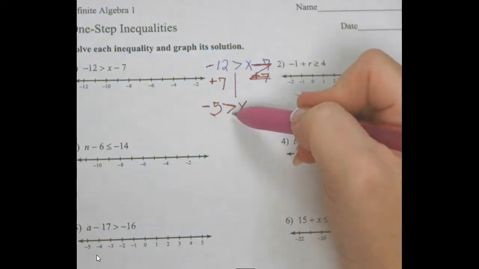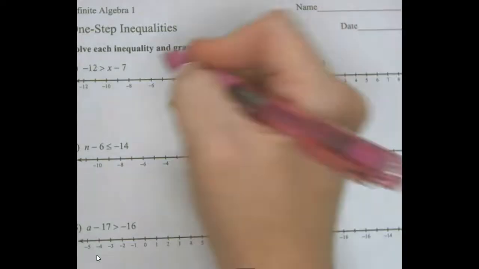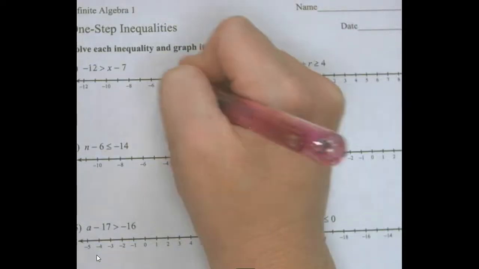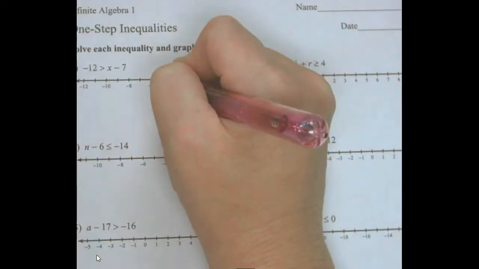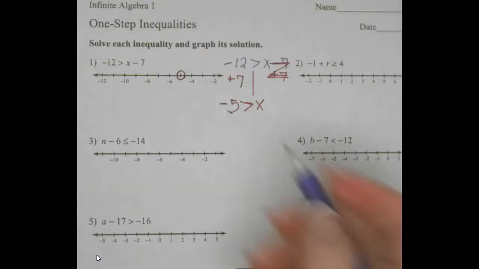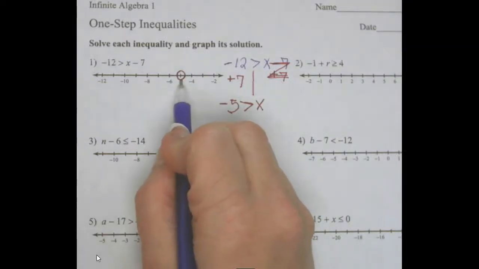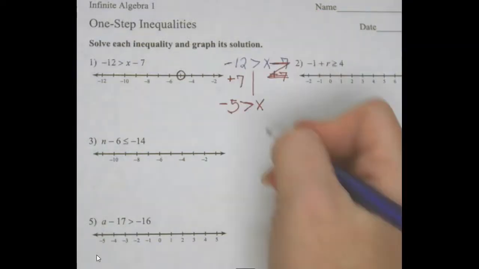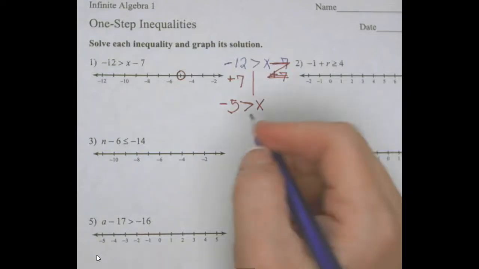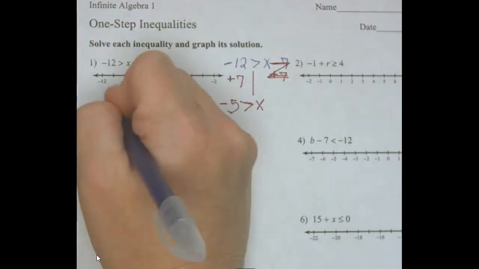Negative 5 is greater than x. It is going to be an open circle on negative 5. Someone said there's no negative 5, but what's between negative 4 and negative 6? Negative 5. So let's go in here and let's put some numbers in here to see which side is correct.